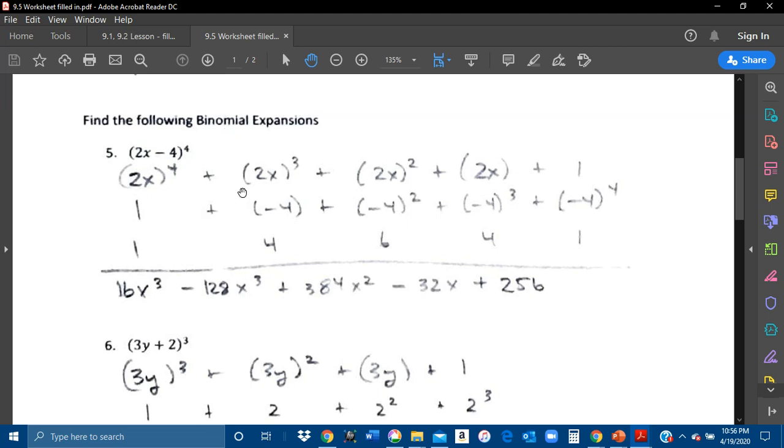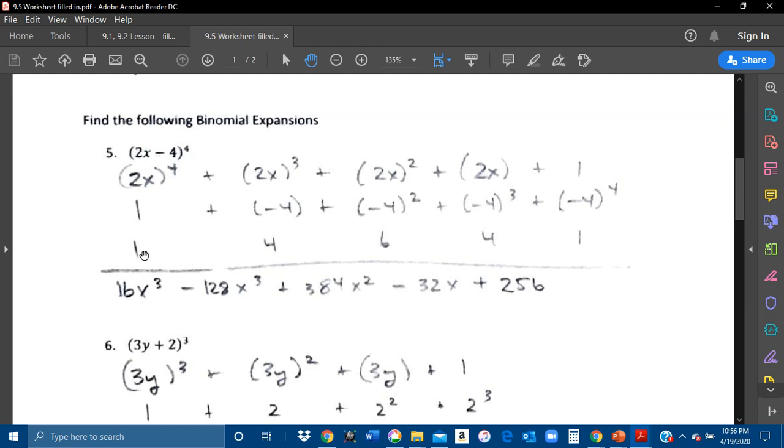All right, so let's do these binomial expansions. 2x minus 4 to the fourth. My x term is 2x. My y term is negative 4. And so I'm going to do it this way. I'm going to do the x terms first, 2x to the fourth, 2x cubed, going in descending order. I'm going to take my y terms and go in ascending order. So negative 4 to the 0th power is just 1, negative 4, negative 4 squared, negative 4 cubed, negative 4 to the fourth, and then multiply by Pascal's numbers, 1, 4, 6, 4, 1.